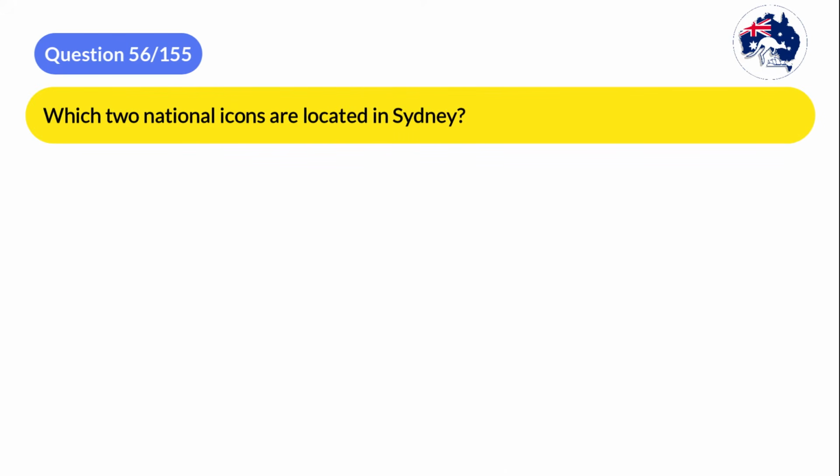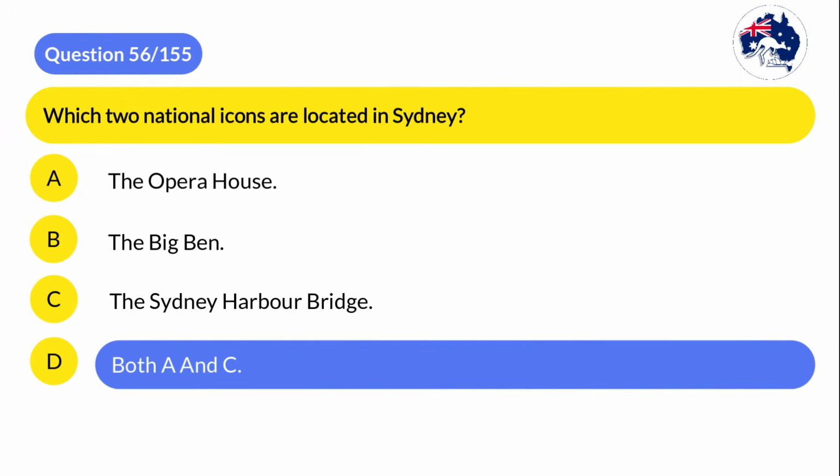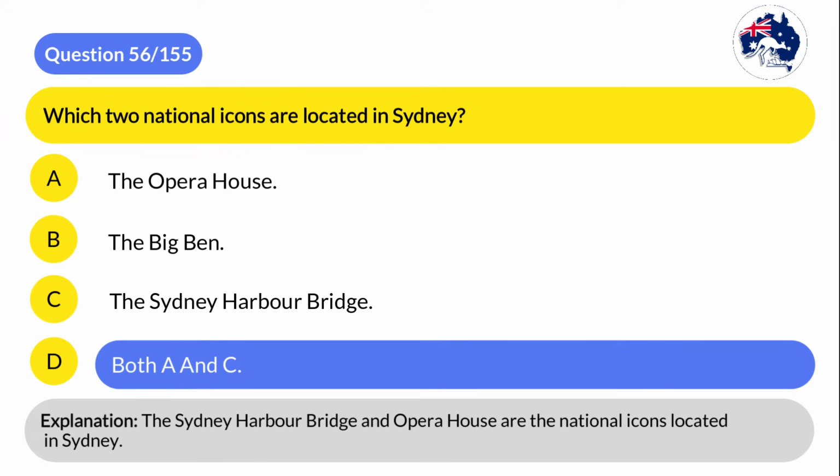Question 56. Which two national icons are located in Sydney? A. The Opera House. B. The Big Ben. C. The Sydney Harbour Bridge. D. Both A and C. The correct answer is D. Both A and C. Explanation: The Sydney Harbour Bridge and Opera House are the national icons located in Sydney.